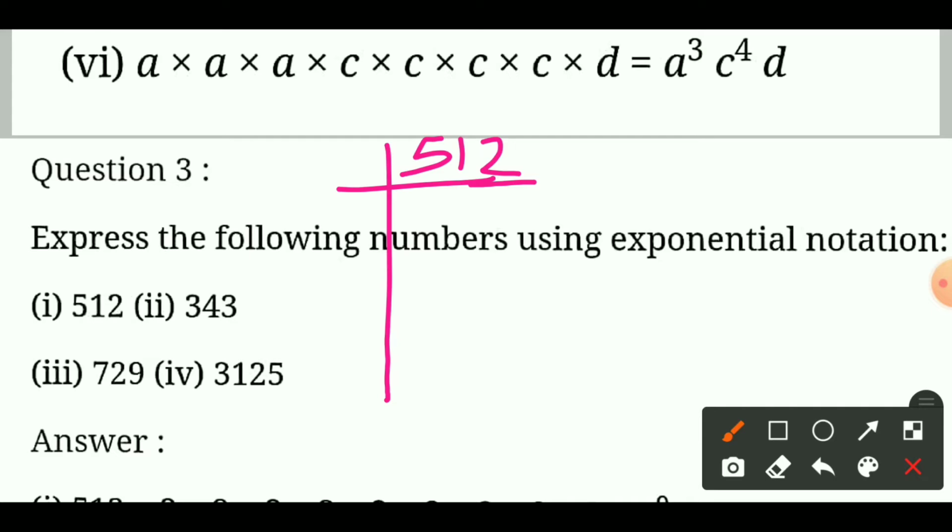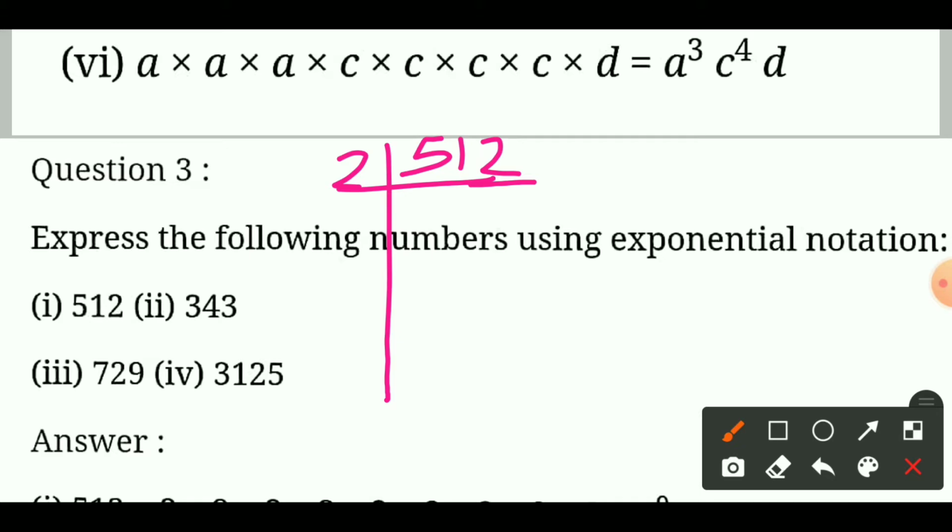Now, among all these prime numbers, we have to use only the prime numbers by which it is divisible. Okay, so first we will see this is an even number. 512 is an even number, so we are going to divide by 2. The basic stuff you should know: if the number is even, you first divide it by 2.